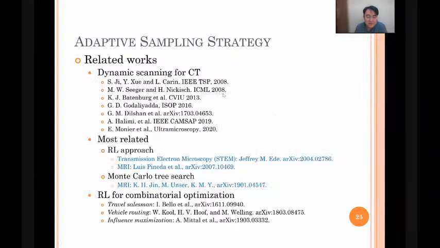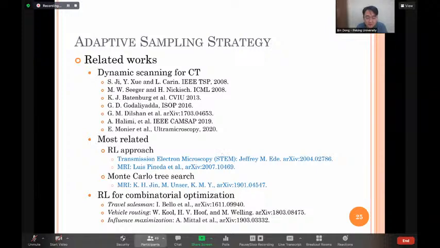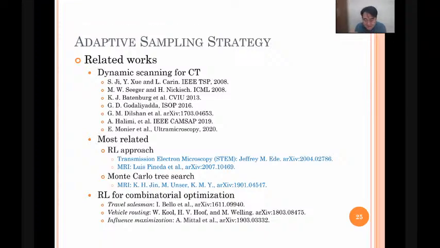So determining an adaptive sampling strategy in CT is called dynamic scanning, where there have been some studies as well. And I think the most related work to ours is you can use RL to do STEM, scanning transmission electron microscopy, and also you can use it to do MRI. If you don't use RL, you can use Monte Carlo tree search. But we know that RL is superior in terms of its exploration power, so that you can get at least closer to the global optimum for an NP problem.